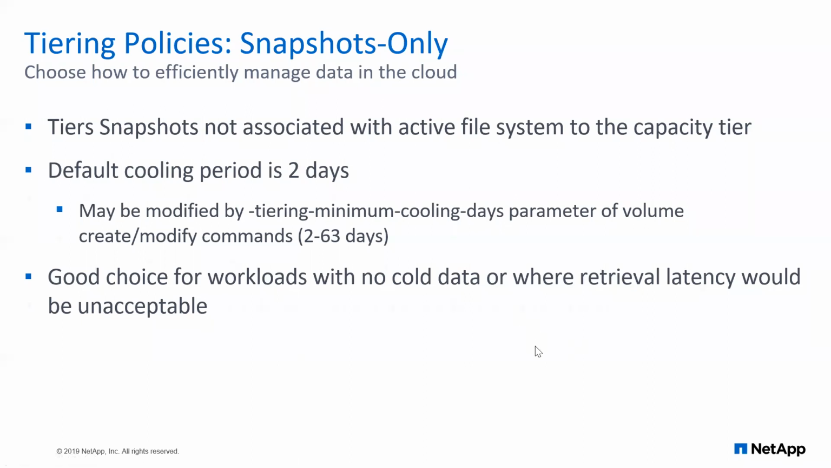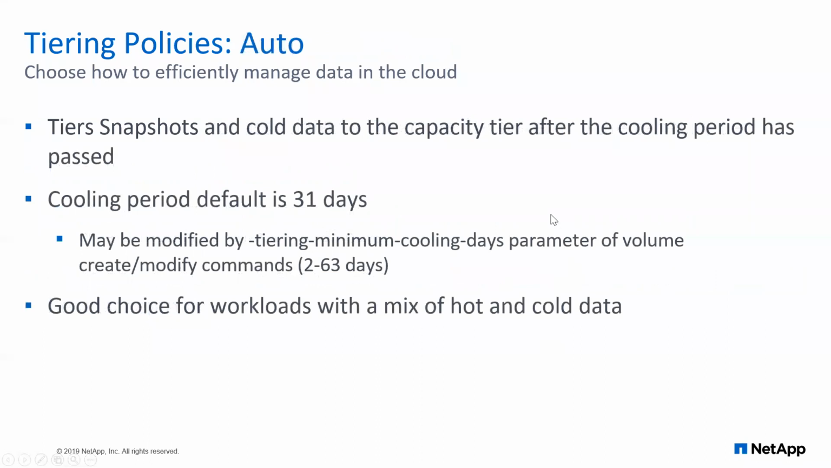Cool. So like I said, that one's fairly straightforward. The next tiering policy option is the auto tiering policy. This is a good choice, I think, for a lot of people, and this is the one that I usually recommend. The auto tiering policy tiers snapshots and cold data to the capacity tier after the cooling period has passed. So it's basically snapshots only, except we're also going to tier cold data from your file system. So by default, data will start to move from the performance tier to the capacity tier after it is cooled off for 31 days. That's the default.